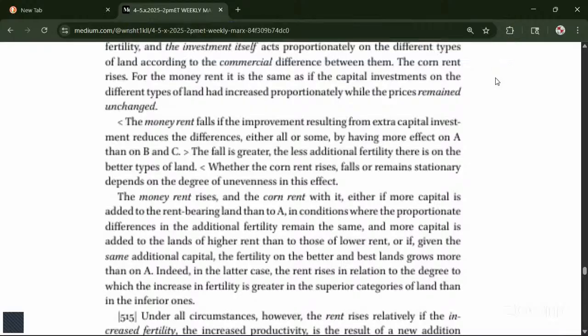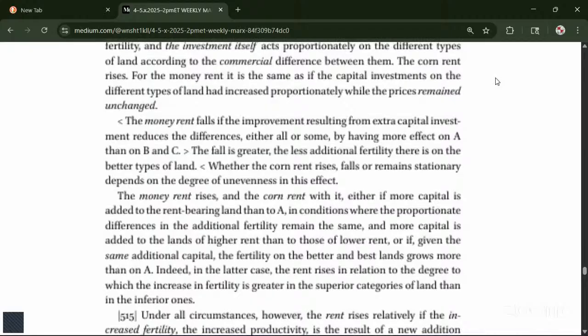The money rent rises and the corn rent with it, either if more capital is added to the rent-bearing land than to A in conditions where the proportionate differences in the additional fertility remain the same, and more capital is added to the lands of higher rent than to those of lower rent, or if, given the same additional capital, the fertility on the better and best lands grows more than on A. Indeed, in the latter case, the rent rises in relation to the degree to which the increase in fertility is greater in the superior categories of land than in the inferior ones.